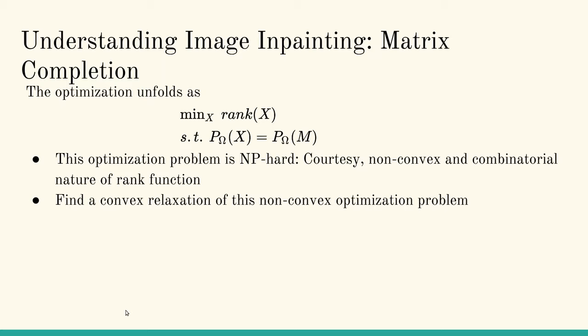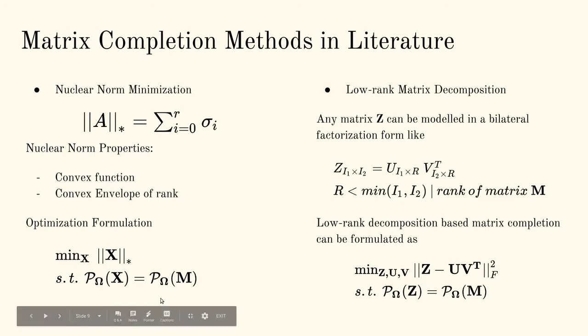But rank is a non-convex and combinatorial function in nature and hence optimization will become very difficult. So we need to find a convex relaxation for this problem. There are two main approaches to this problem. The first one is nuclear norm minimization. The nuclear norm of a matrix is the sum of singular values of the matrix. Since it's a norm, it obeys the triangle inequality. Moreover, it's a convex function and it turns out to be the tightest convex envelope of the rank of the matrix. Now, instead of minimizing the non-convex rank function, we can minimize a convex relaxation of it, which is the nuclear norm of the completed matrix, subject to the condition that the observed values are preserved.